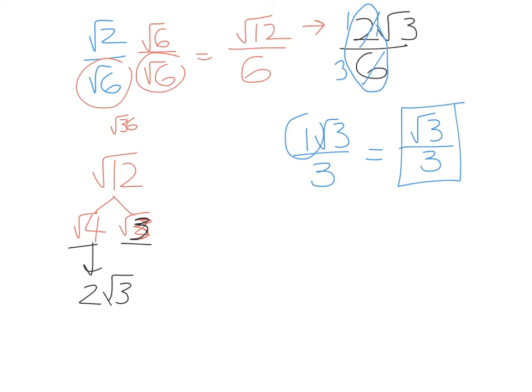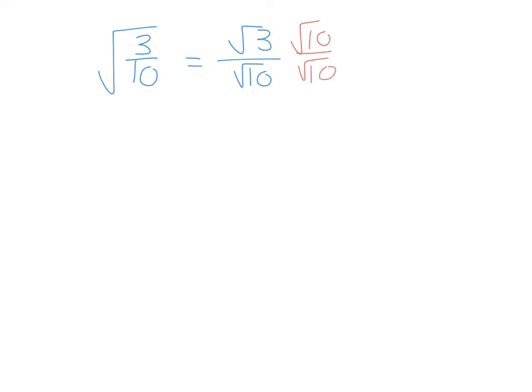That one involved a little bit more work. Let's try this one. Rad 3 over 10. I first need to change it to radical 3 over radical 10. Now I need to rationalize the denominator. I multiply the top and the bottom by rad 10. I get rad 30 over rad 10 times rad 10, which is just plain 10. Rad 30 cannot be broken down, so I leave it like this.